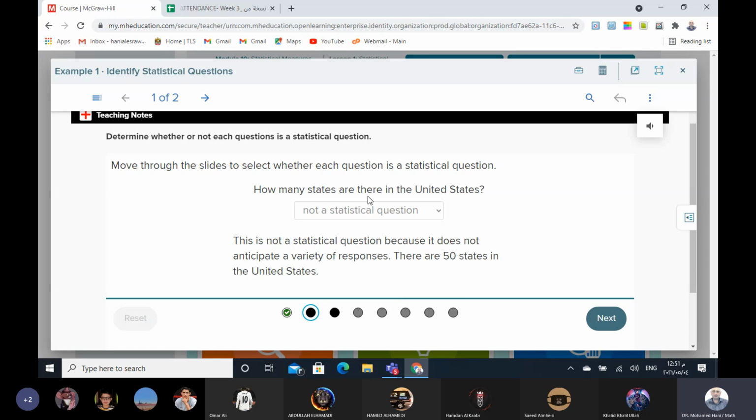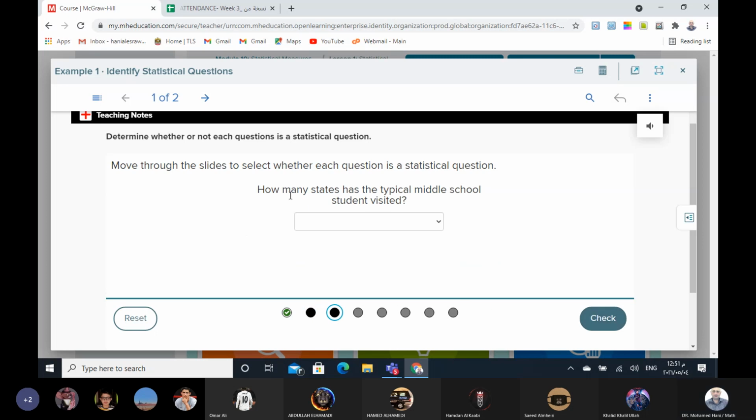How many states are there in the United States? So this is not a statistical question. This is not a statistical question because it doesn't anticipate a variety of responses. There are 50 states in the United States. We have 50 states.